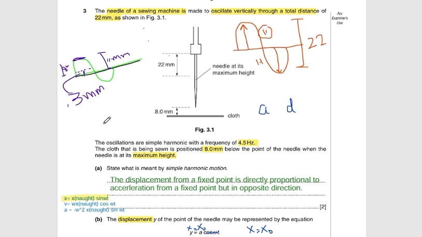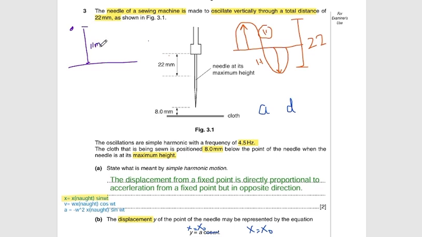I hope that makes sense, because it's extremely important to understand this, and you can better understand it if you visualize it using this. If I were to explain it again in simple words, number one thing that you need to understand is displacement is always from an equilibrium position. So this is my equilibrium position. Number two, they say that it is below the point when the needle is at its maximum height. I know its maximum height is here, that is 11 millimeter. And the cloth is positioned 8 millimeter below. So if this is the maximum height, you go 8 millimeter below.